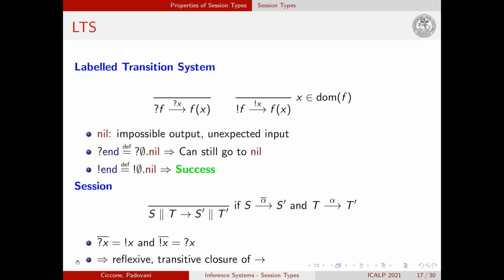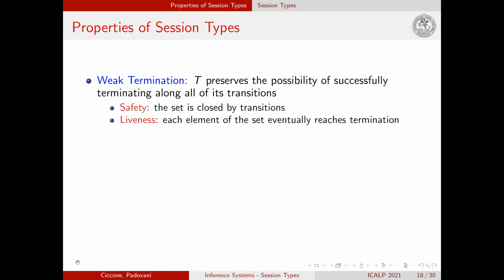And then we consider the reflexive transitive closure of the reduction. Now I'm going to informally introduce all the properties that we studied. The first one is weak termination. And actually, I'm not going to give more details about it in this presentation because it is the simplest one. Weak termination means that a session type T preserves the possibility of successfully terminating along all of its transitions.